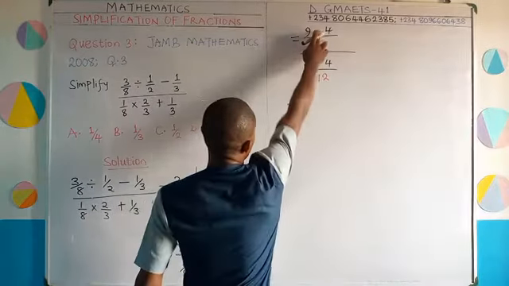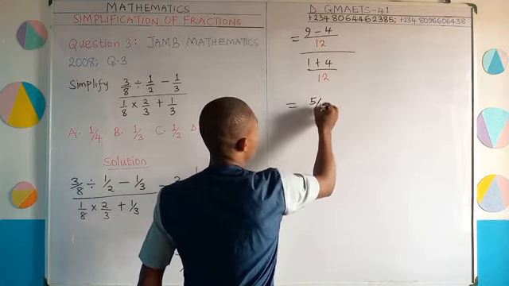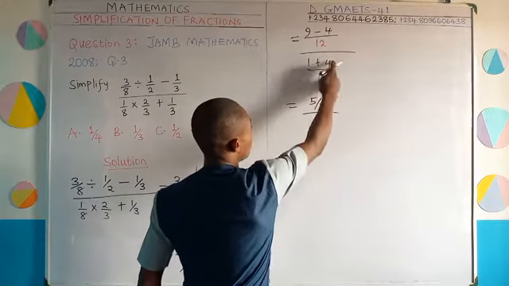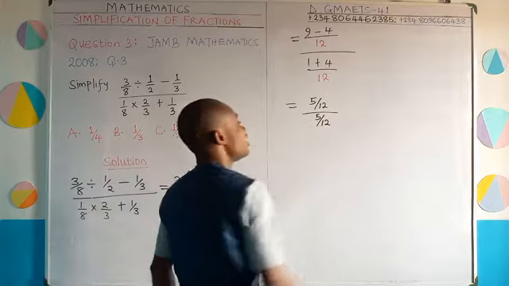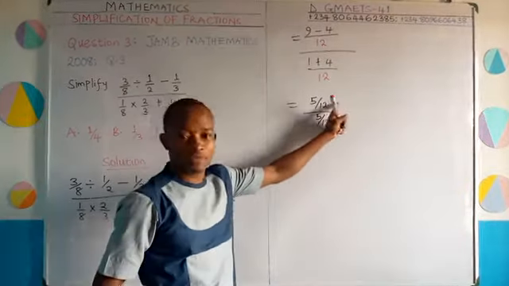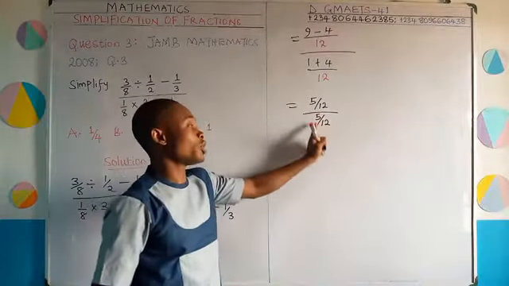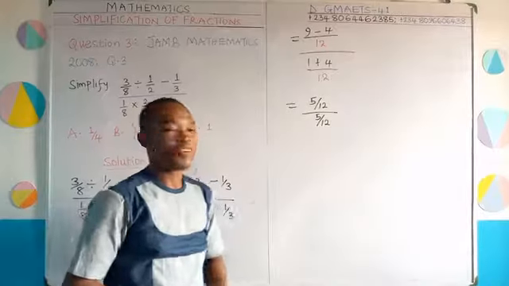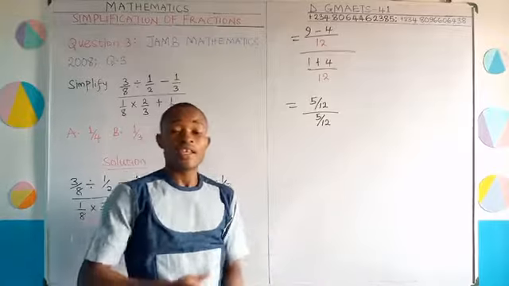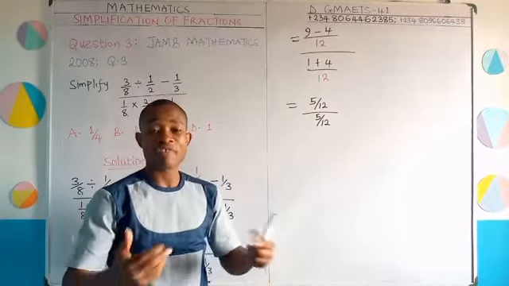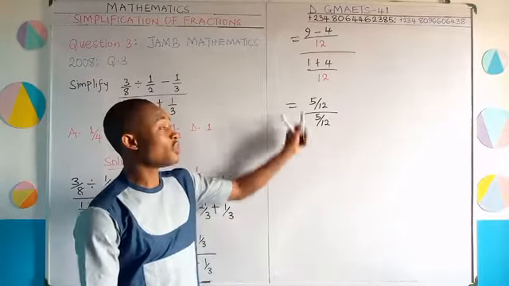9 minus 4 would give us 5 over 12. Then all over, 1 plus 4 would give us 5 over 12. Now the numerator is 5 over 12. The denominator has its own fraction, which is 5 over 12. When we are dividing the same thing, will the answer not be 1? If I give you something like 12 over 12, that is 1, 5 over 5 is 1. So the answer of this is 1.